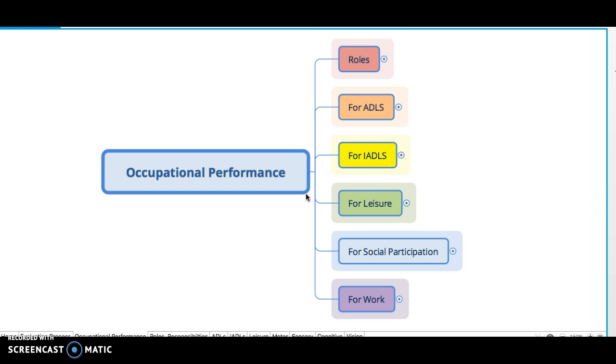In learning how to evaluate occupational performance, we focused on 6 different areas: roles, ADLs, IADLs, leisure, social participation, and work. We studied many assessments in class, and as we encountered future assessments, they will be easy to add to the concept map since it is organized according to occupational therapy domains following the OTPF.